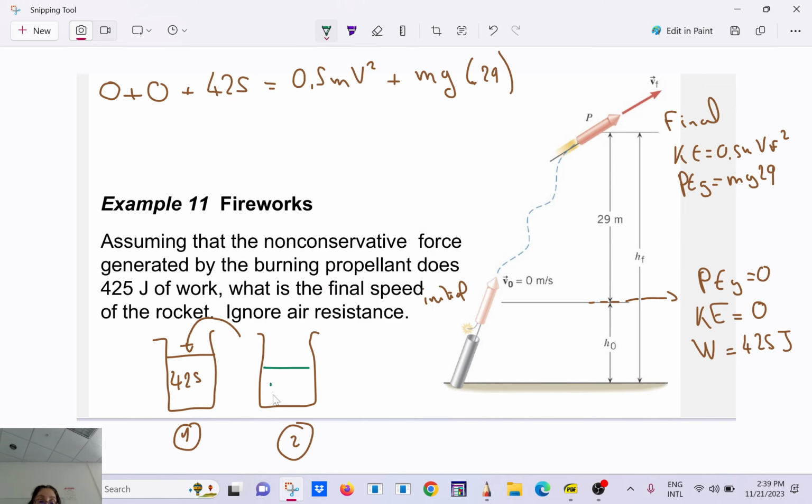Okay, so if you have friction or air resistance, it's taking away energy from the system. So now the equation will be potential energy initial plus kinetic energy initial minus the work done by friction equals potential energy final plus kinetic energy final. So in that case, friction is taking away energy. Okay, it's not hard to understand.